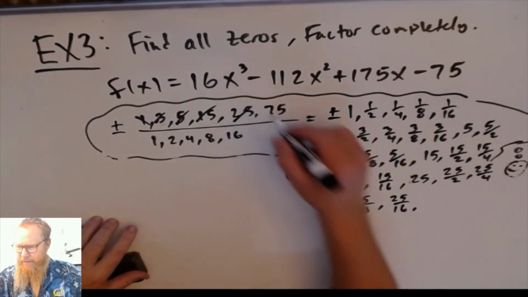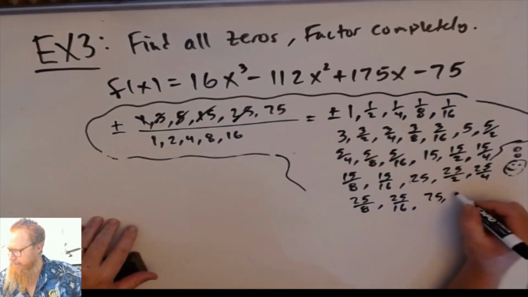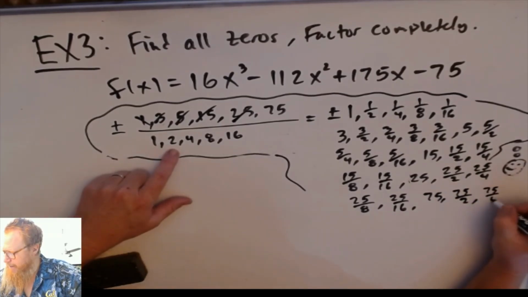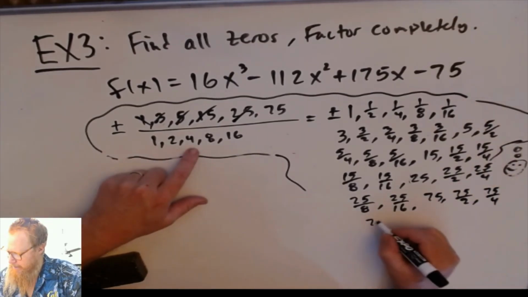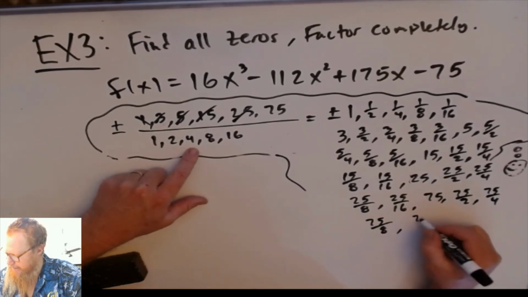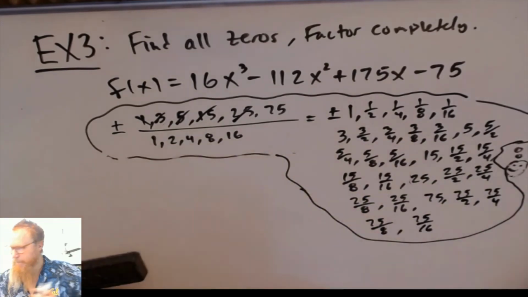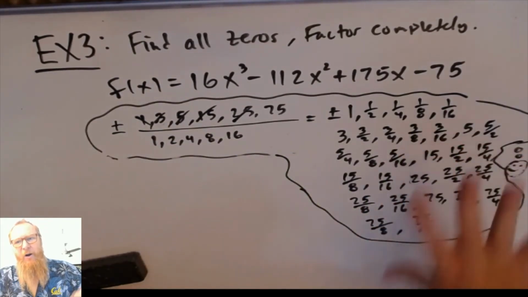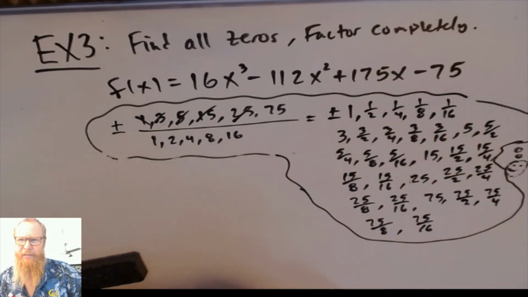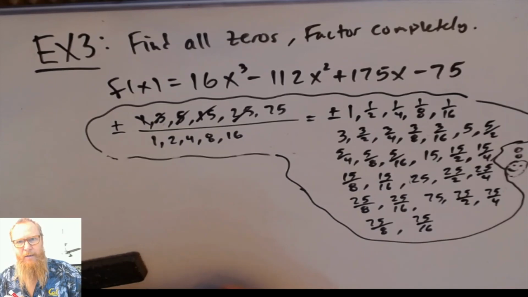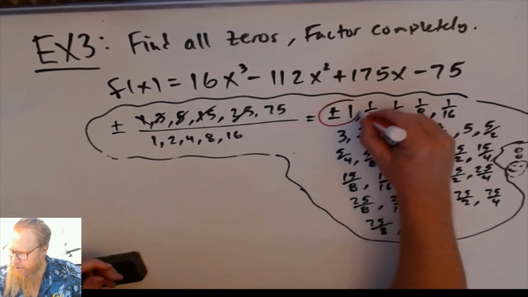I don't think we have any duplicates. 75, 75 over 2, 75 over 4, 75 over 8, and 75 over 16. Okay, so these are the candidates. So now when I do my synthetic division, I recommend starting plus or minus.